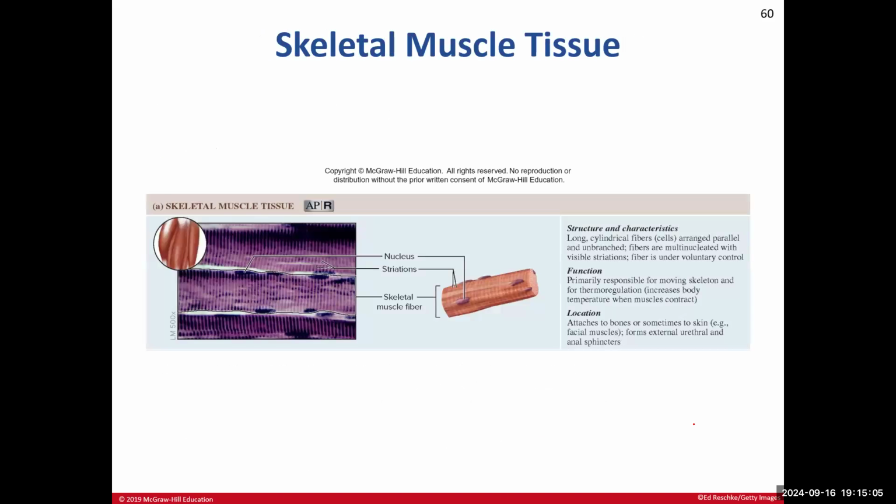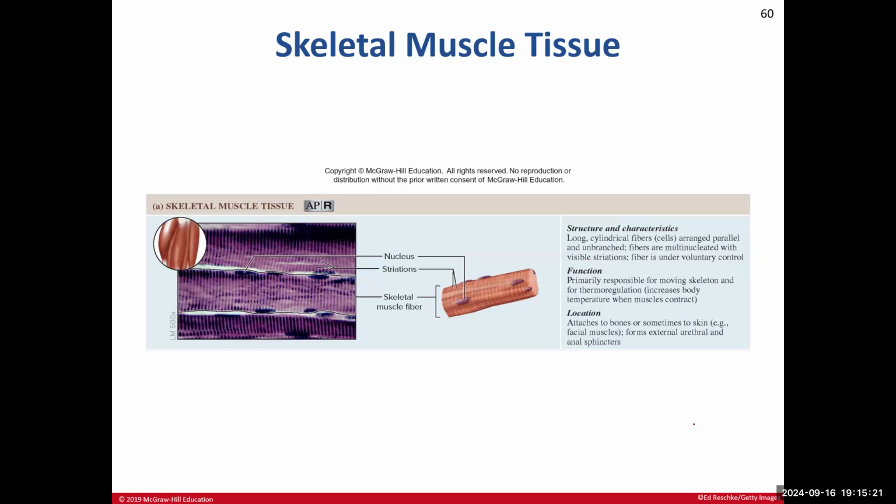Well, let's take a nice peek here. Here's our skeletal muscle. Long, cylindrical, striated, multinucleated tissue. Where do we find this tissue? Skeletal muscle all throughout the body.